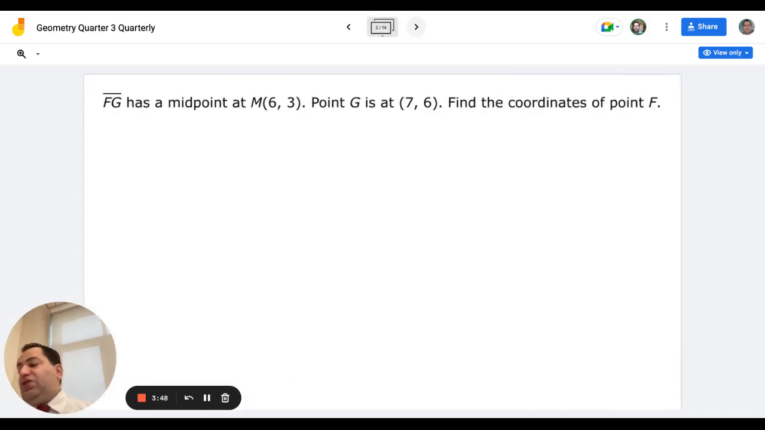All right, let's try the third question on the quarterly. It says that FG has a midpoint of (6, 3). Point G is at (7, 6). Find the coordinates of point F. What they want us to find is the endpoint. In class, we discussed this. We said, okay, the midpoint is the answer. So if I want to find an x and a y, I know that on the x side, my answer is going to be 6, and on the y side, my answer is going to be 3.